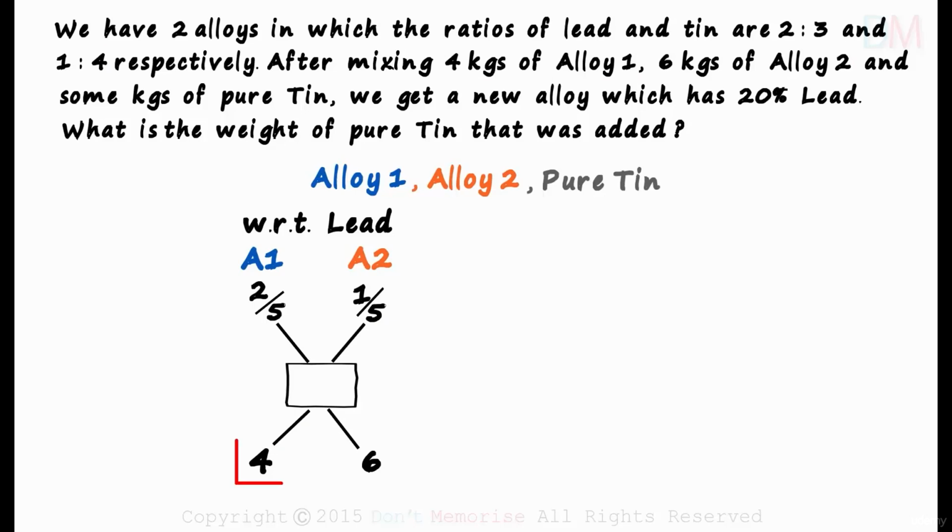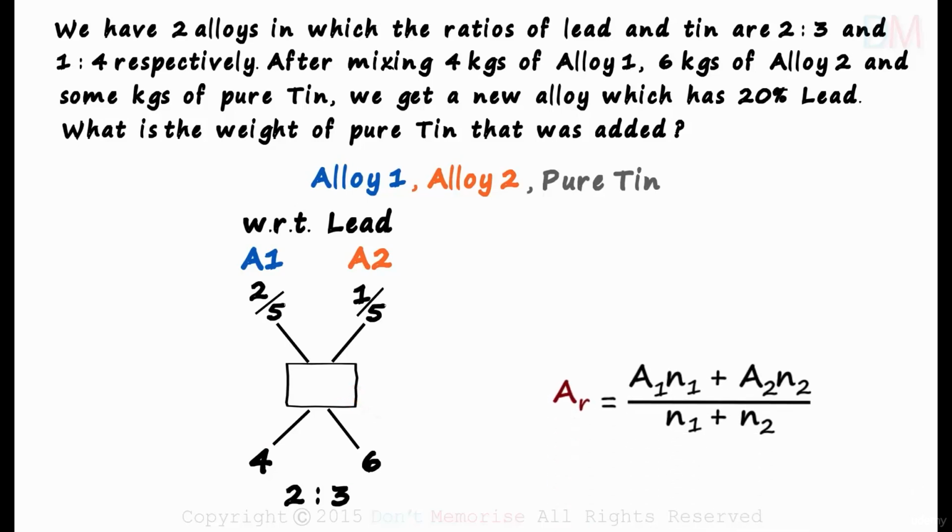Now the ratio of N1 to N2 can be reduced to 2:3. To find the resultant average here, we apply the weighted average formula. Don't forget the rule of thumb. Want to find the resultant average? Use the weighted average formula. And if we need to find the ratio, use the alligation concept.